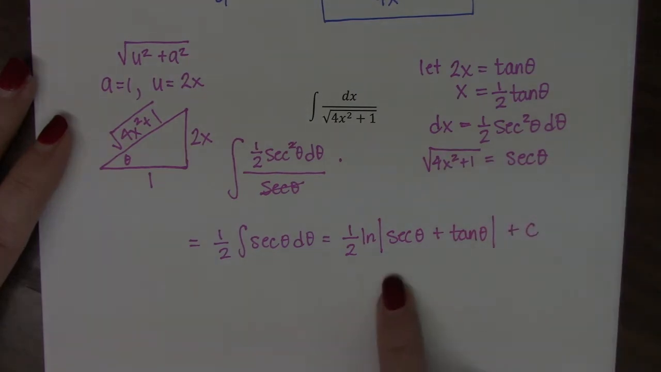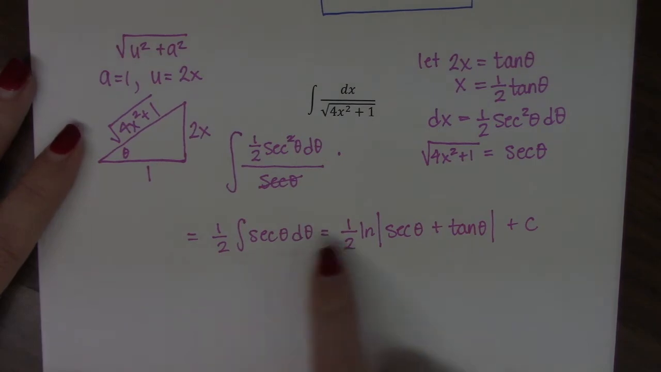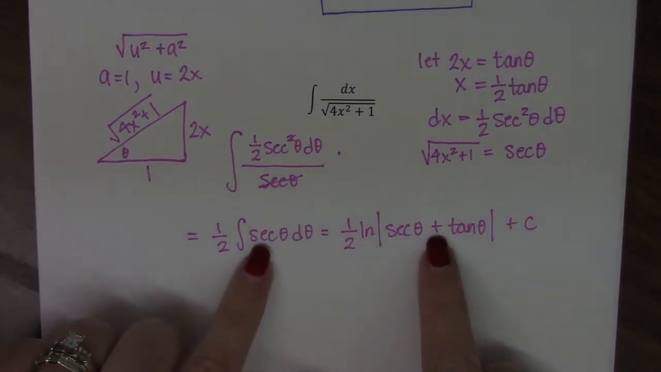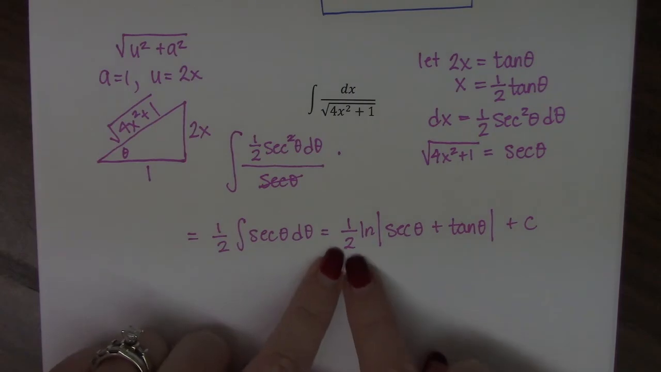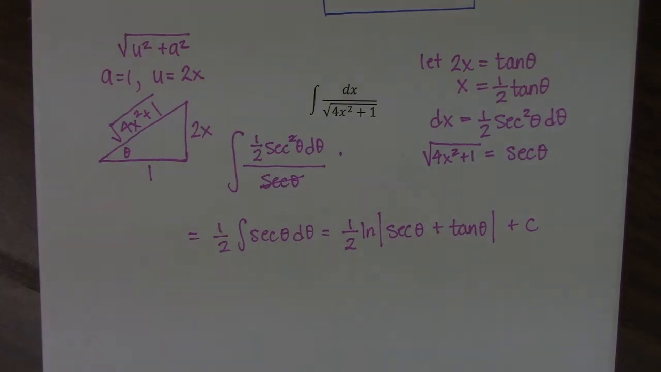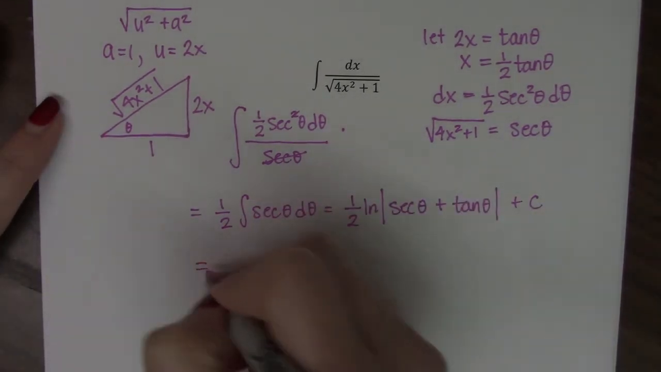The way I remember this is, the derivative of secant is secant tangent, so the antiderivative of secant is ln secant plus tangent. If you had cosecant, you would get a very similar result. You would have negative 1/2, and you would say ln of cosecant plus cotangent, because the derivative of cosecant is negative cosecant times cotangent. Then, just like before, we have to go back to variable x.